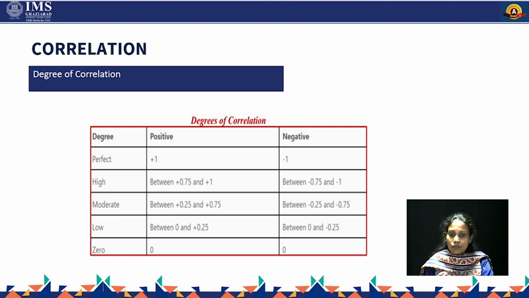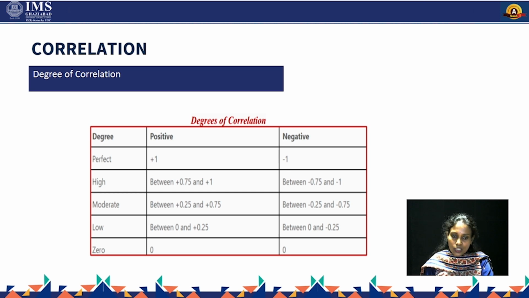When r lies between +0.25 and +0.75, it is moderate. When it lies between -0.25 and -0.75, it is negatively moderate. When it lies between 0 and +0.25, then the correlation is very low. And when it lies between 0 and -0.25, it is also low in the negative direction.